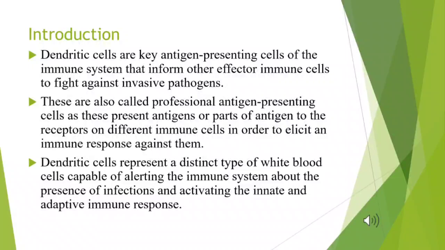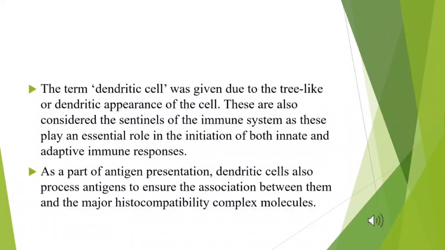And also, dendritic cells represent a distinct type of white blood cells capable of alerting the immune system about the presence of infections and activating innate and adaptive immune responses. The term dendritic cells was given due to the tree-like or dendritic appearance of the cell. These are also considered the sentinels of the immune system, as the dendritic cells play an essential role in the initiation of both innate and adaptive immune responses.